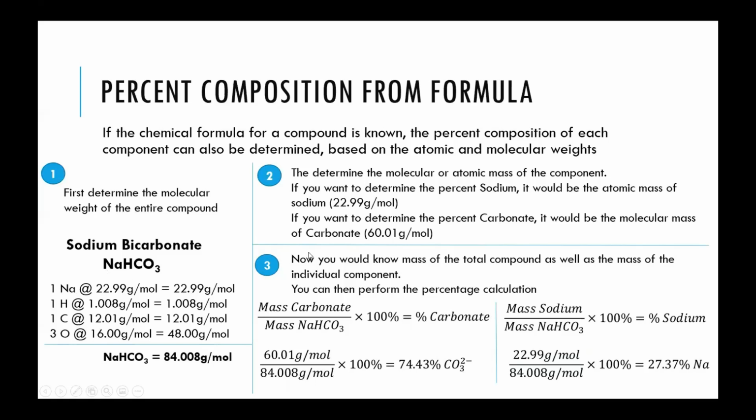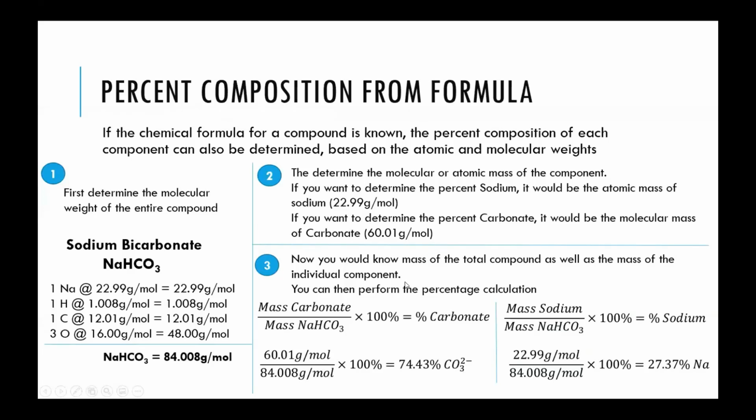When you're determining a percent composition, it can be just of a single element within the compound, or it could be a whole section. So the experiment today is looking at the percent carbonate. Carbonate is not an individual ion. Carbonate itself is made up of both carbon and oxygen and has a molecular weight that can be determined to be 60.01 grams per mole.